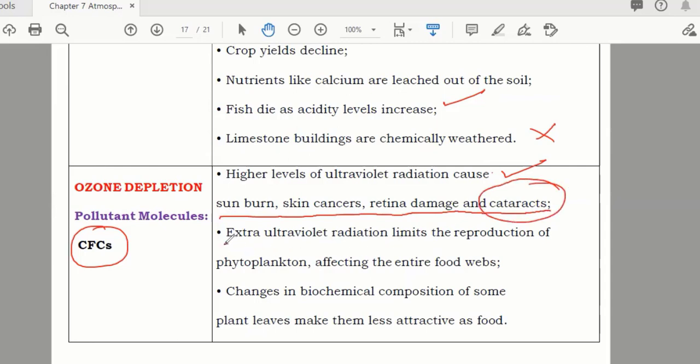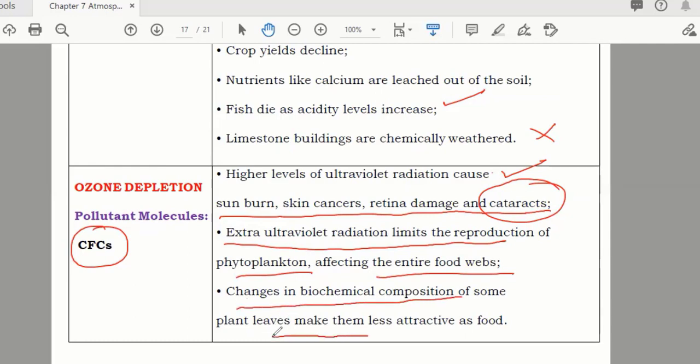Extra ultraviolet radiation limits the reproduction of phytoplankton, affecting the entire food webs. Change in biochemical composition of some plants' leaves makes them less attractive as a food. So all these are the impacts.